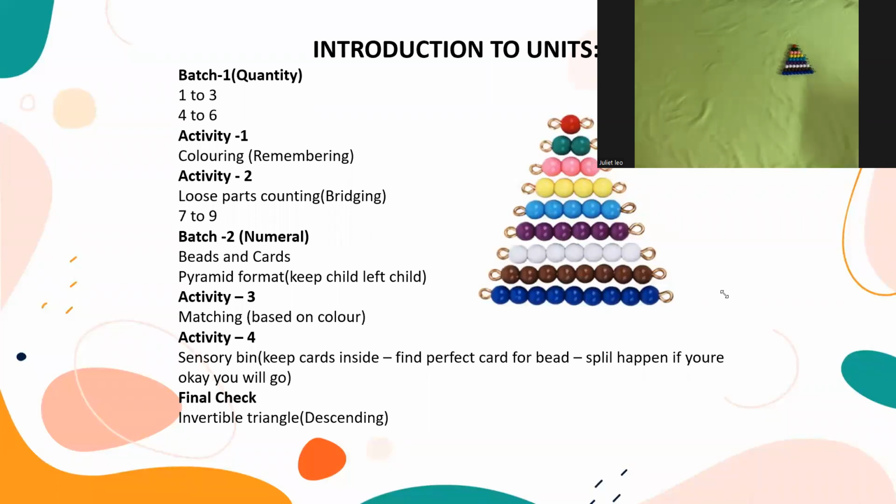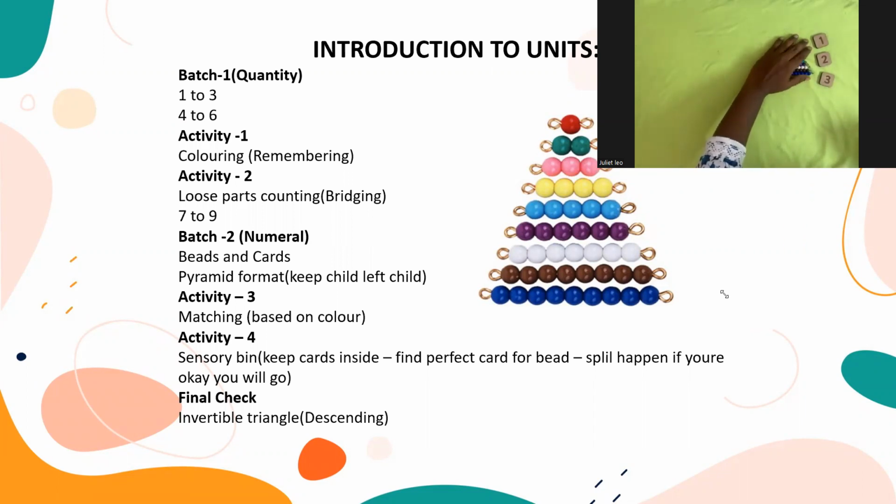Once the child knows the quantities 1 to 9 clearly, then we can introduce the numerals, like number 1, 2. You can introduce them in the same way in 3 batches, or if the child is very comfortable, then you can go with the numbers 1 to 9. It is up to the child's interest and how the child progresses in this particular activity.